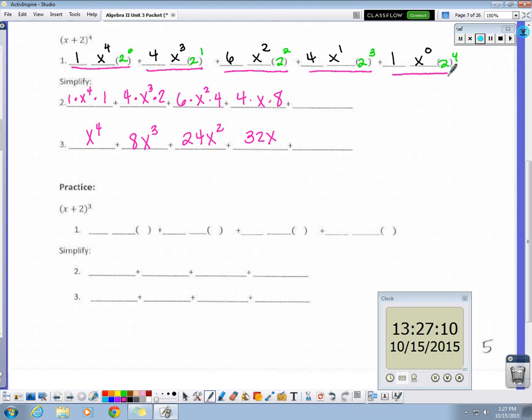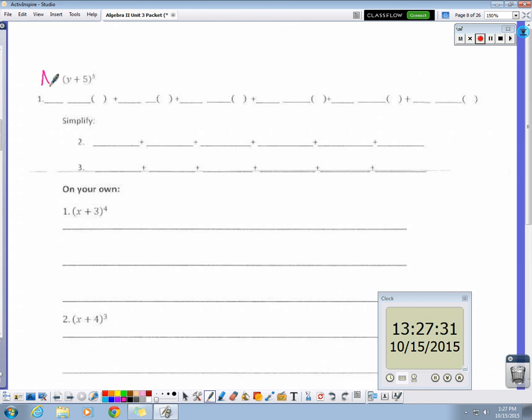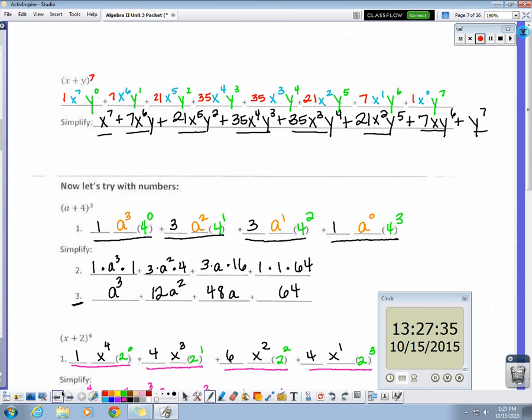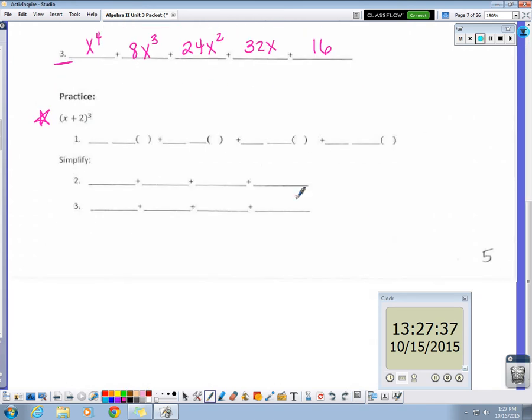And then the last term, 1 times 1 times 16. And that all becomes 16. And that's the final answer. Okay, now I want you to take a few minutes, see this practice problem, and then on the very next page, there's another practice problem. I want you to try those two practice problems by yourself. Okay, so the next two problems, the one at the bottom of page 5 and the one at the top of page 6, I'm going to give you a few minutes to try those by yourself.